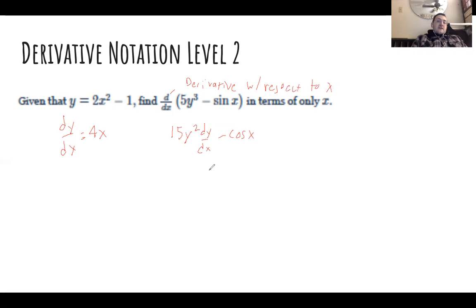All right. So now I have an equation with y and x, but it needs to be only in terms of x. So now I'm going to substitute y and dy dx into the expression.